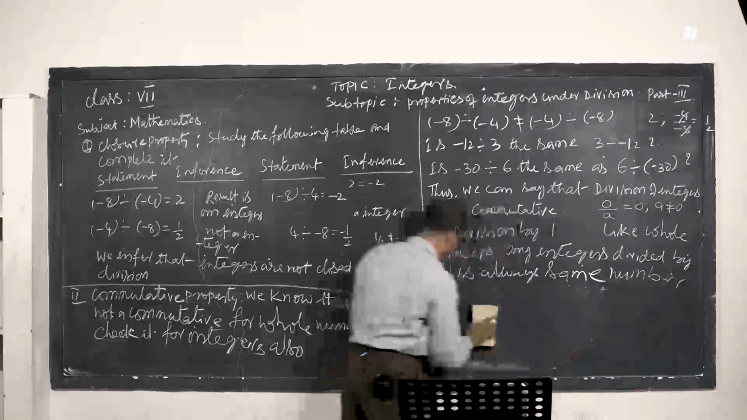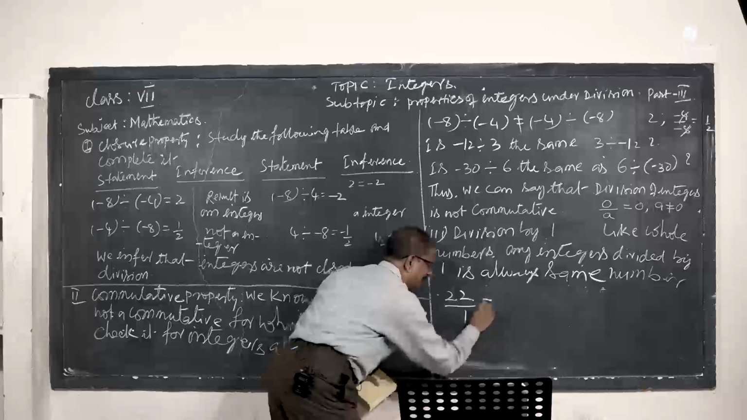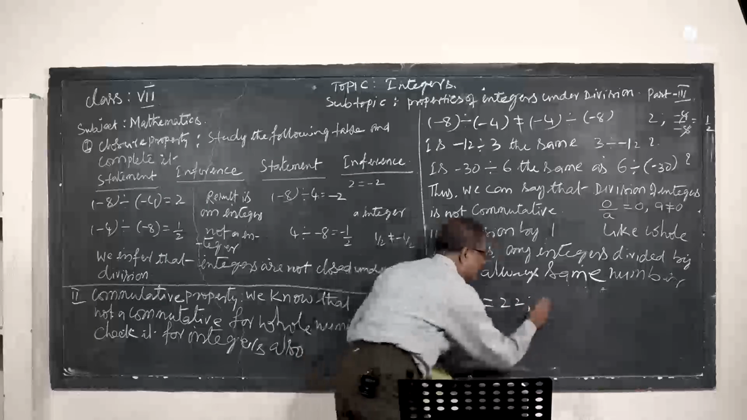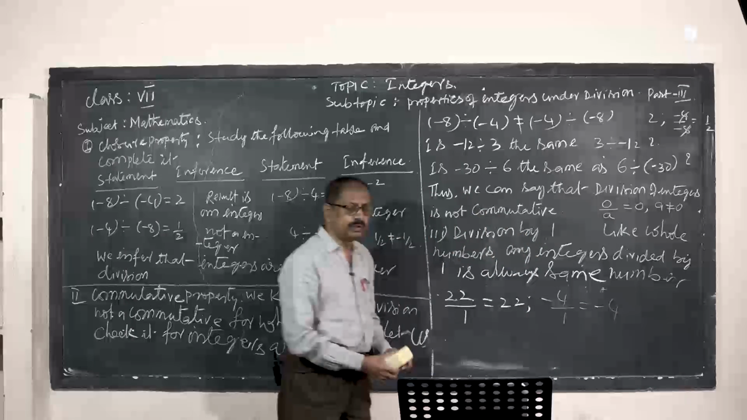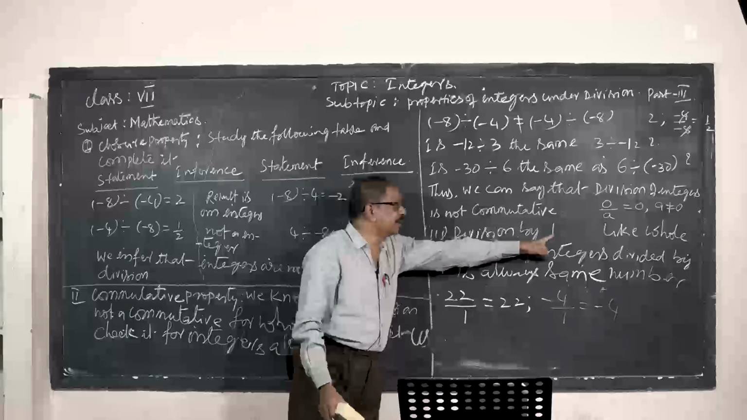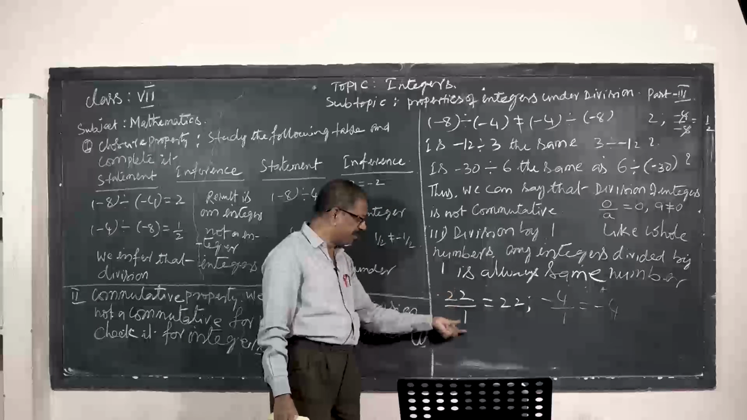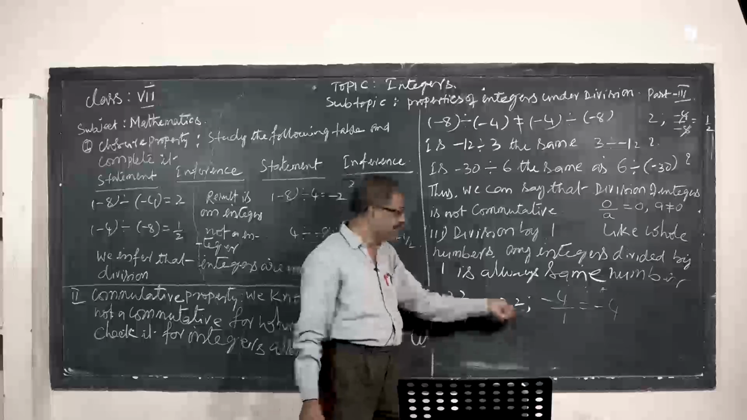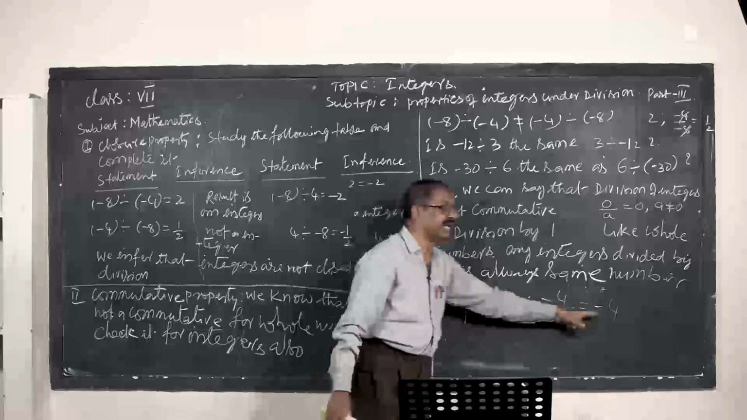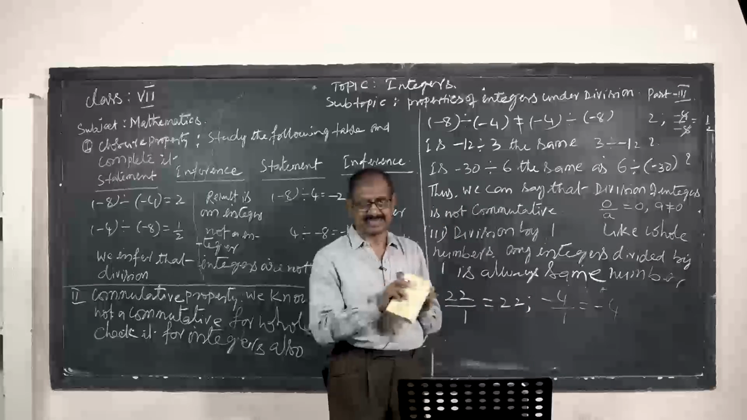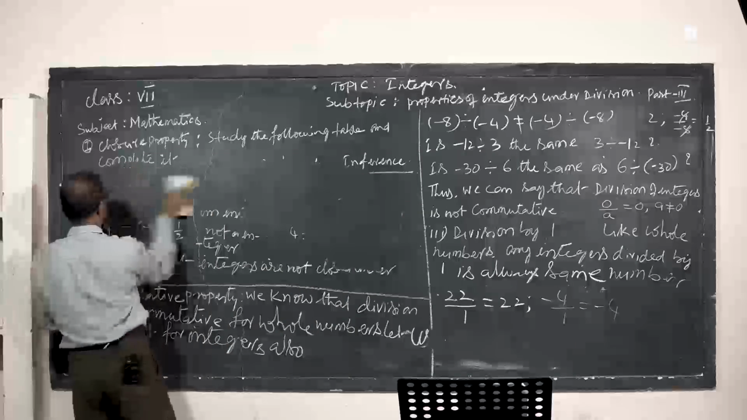Now we'll check with this. 22 divided by 1, I'll get 22. And minus 4 divided by 1 is equal to minus 4. So a number divided by 1 gives the same number. Positive 22 divided by 1 is plus 22, and minus 4 divided by 1 is equal to minus 4. Both 22 and minus 4 are integers. Got the idea? One more example.